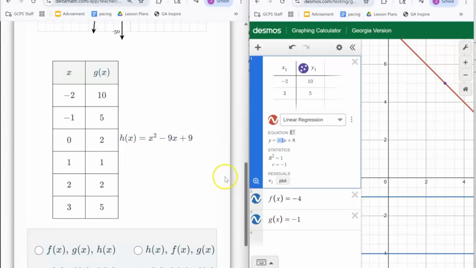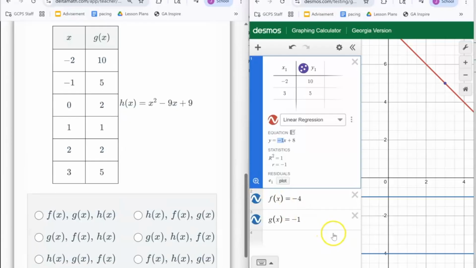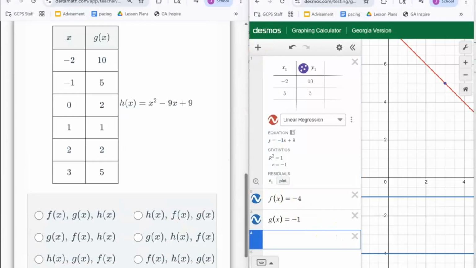All right, the last one is an equation. So for that one, I'm going to need to type it in so I can see what the actual equation is. So I type it in just like I see it.